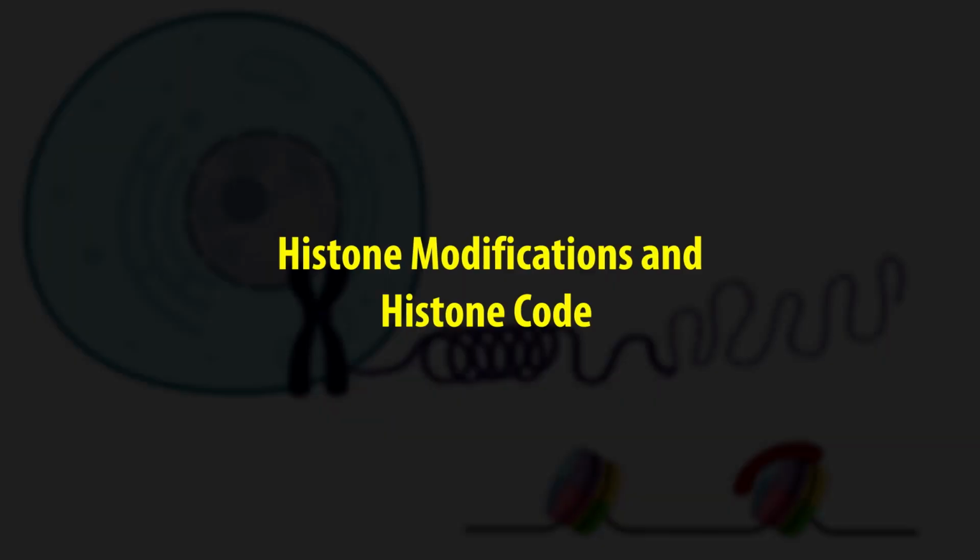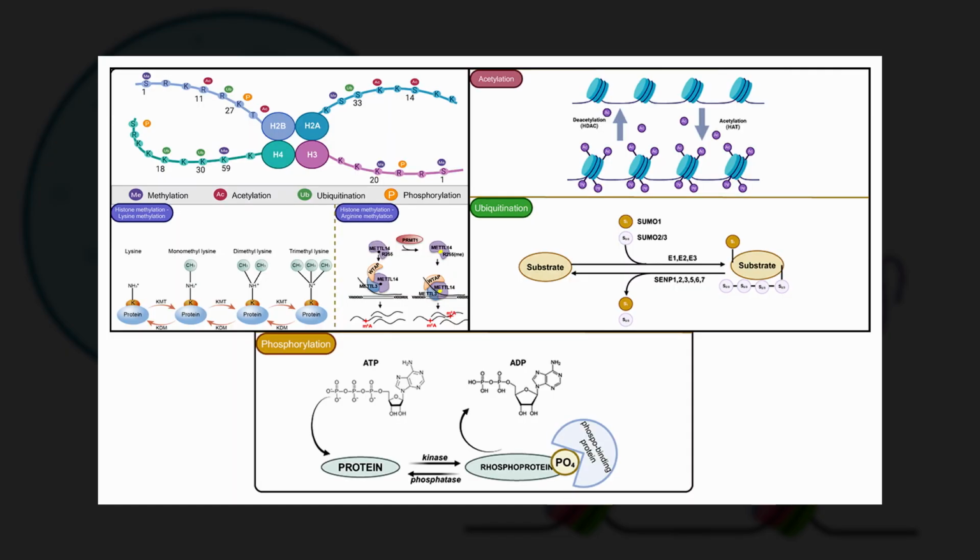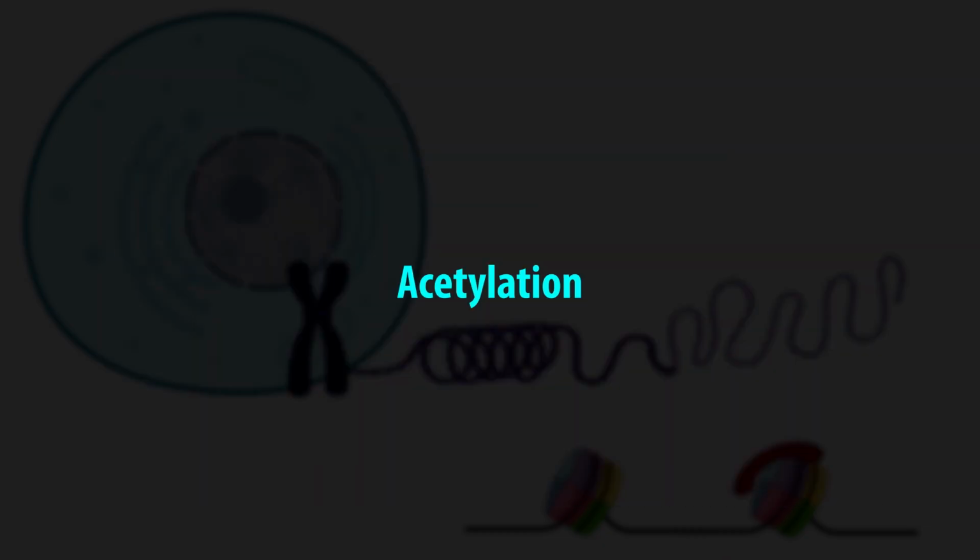Understanding their mechanisms not only deepens our knowledge of fundamental biology, but also offers insights into human disease such as cancers and genetic disorders. Now, we will see the histone modifications and the histone code. Post-translational modifications, or the PTMs, of histones are central to chromatin dynamics. They include, the first is acetylation.